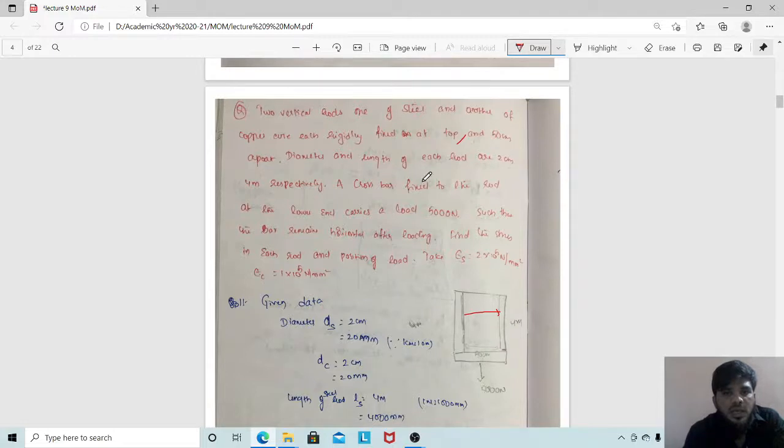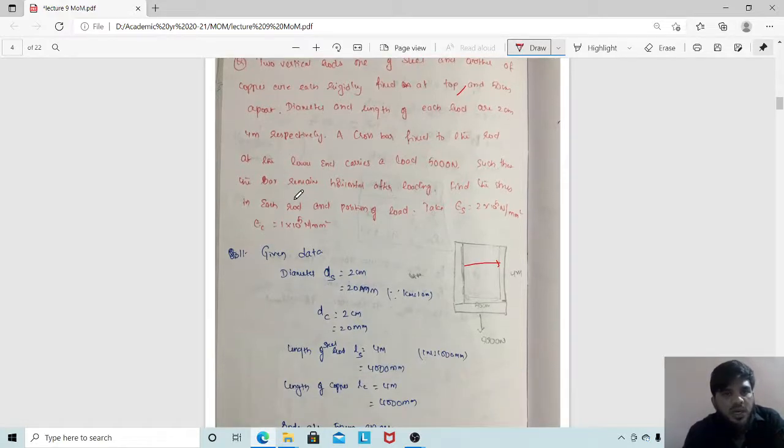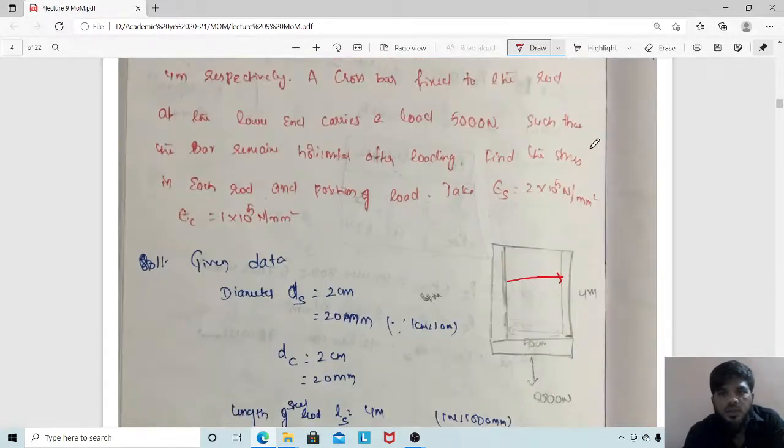Clear? Next, the diameter and the length of each rod are 2 centimeter and 4 meter. Both rods are 2 centimeter in diameter. Both rods are 4 meter long. So here diameter is same, length is same. A cross bar is fixed to the rods at the lower end. Okay. So next, what they are doing, they are connecting a crossbar. Just like I can draw here.